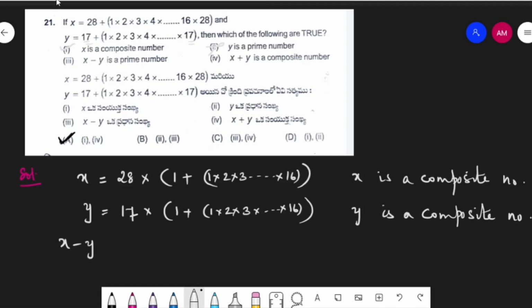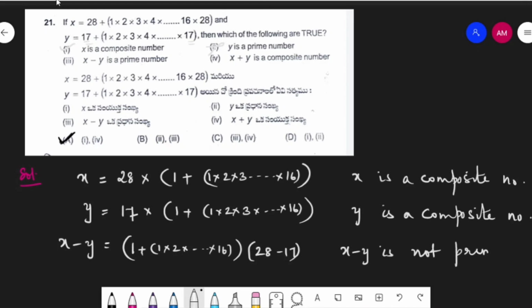X minus y. If we observe these two, 1 plus 1 into 2 into so on into 16 is common to both x and y. So let us take that common. So we will have 28 minus 17. So x minus y, whether x minus y is a prime number? No. Since it has 28 minus 17, that is 11 as one of the factors. So x minus y is not prime. It's not a prime number. So this is wrong. Third one is wrong.